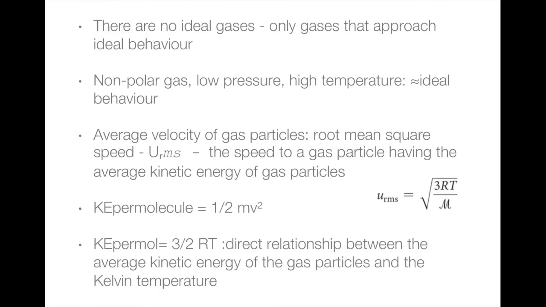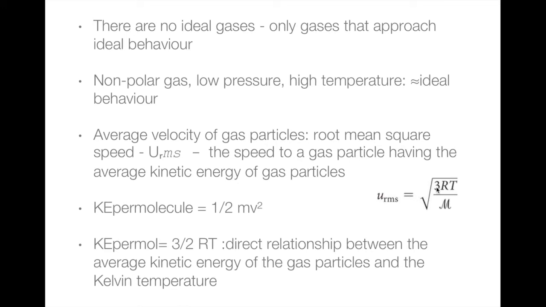Alright, at what speed are they moving? The average velocity of the gas particles is called the root mean square speed, and it is given by the symbol URMS, root mean square, root of the mean square. This is a special type of average speed. It is the speed of a gas particle having the average kinetic energy of the gas particles. So it can be represented like that.